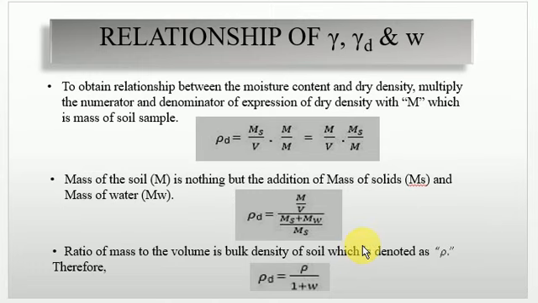Today we learned about the basic relationship equations. The first one is between bulk density and dry density, gamma d is equal to gamma b over 1 plus w. Another equation is E equals W G over Sr. Another equation for the porosity and void ratio is N equals E over 1 plus E, or E equals N over 1 minus N.